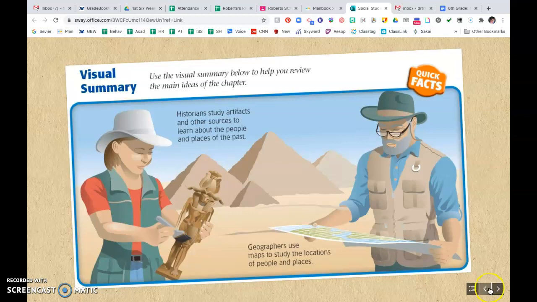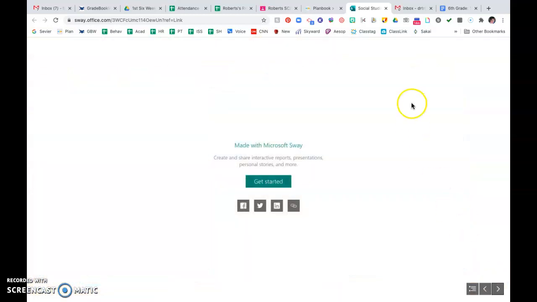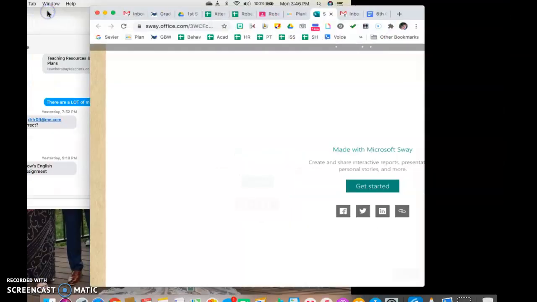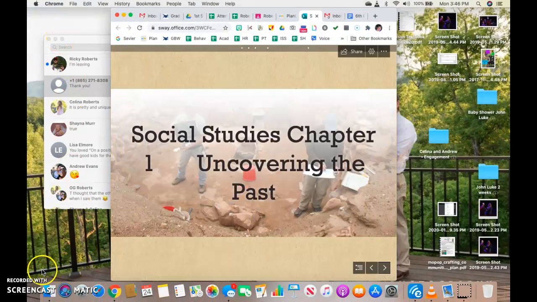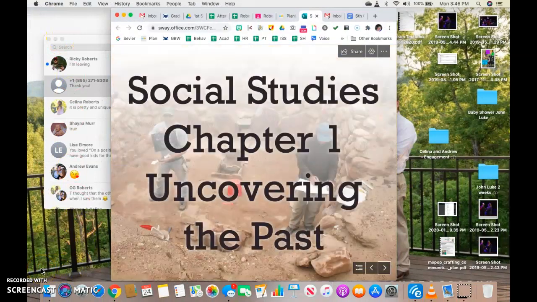So this ends this lesson, and you can find this in your book. This is just the visual summary of chapter 1. And we will pick back up later, and we will be doing chapter 2.